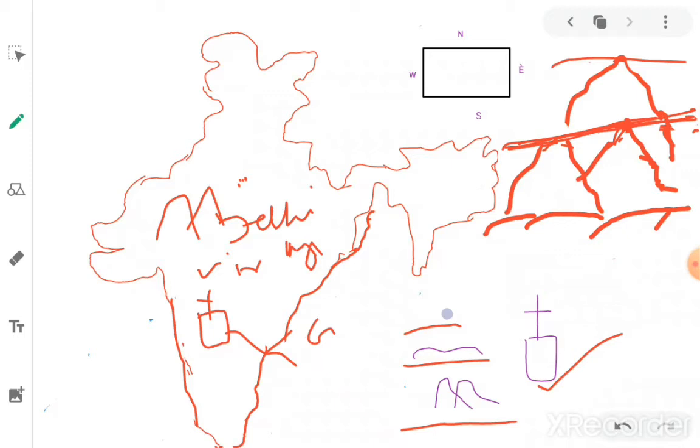So to measure these heights of not only mountains but also places, we can measure with these lines.